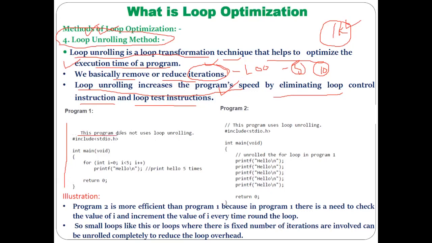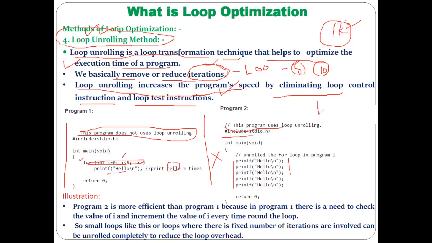Now this is a program where loop unrolling is not utilized. Means this is before optimization. In this you can see i equal to 0, i less than 5, means this loop will run 5 times. Five times hello will get printed. Now how can we reduce or remove this loop? This is the program which uses loop unrolling. So we have removed the loop completely here. How many times do you want hello to be printed? 5 times. So you just write the hello print statement 5 times. Understood? Now the looping is removed and the 5 iterations are reduced.